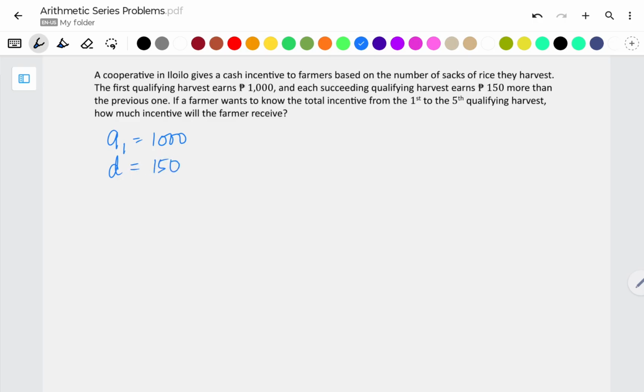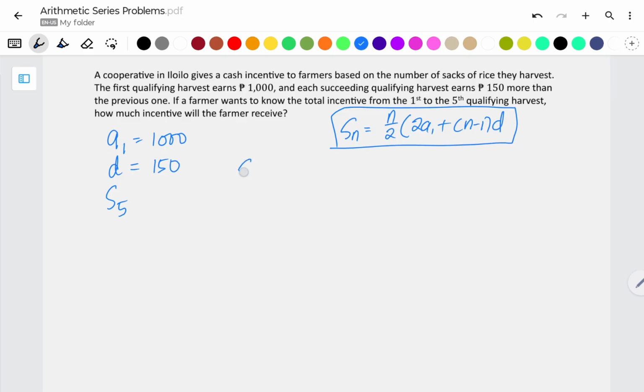And what is asked? Total from the first to the fifth. So that is S sub 5, the sum of the first five terms of our arithmetic sequence. So for our formula, S sub n equals n over 2 times 2a sub 1 plus n minus 1 times d. So this is the formula that we're going to use.